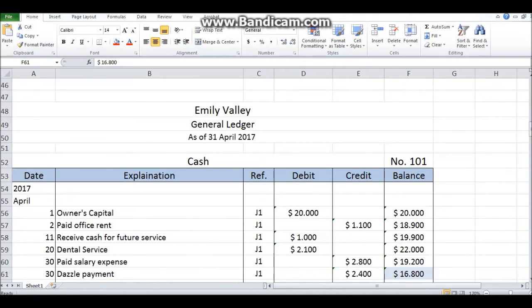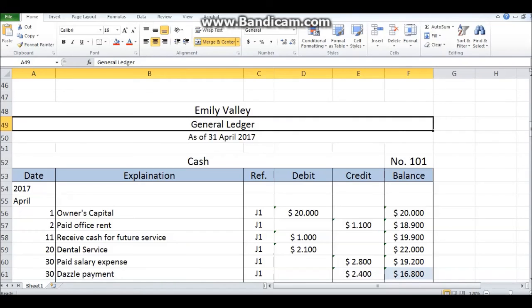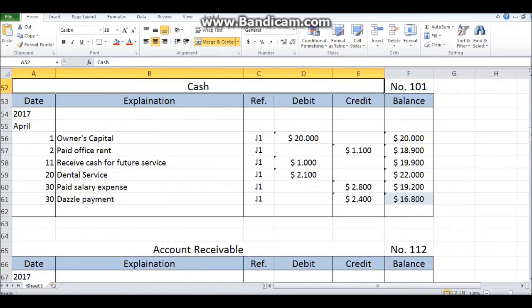Okay, let's go on to the next question where you need to fill in the general ledger. First off, the general ledger for cash. Okay, you have the owner's capital, which is correct. Paid off and you pay by cash as well. Receive cash for future service. Dental service. Have paid salary expense and diesel payment.